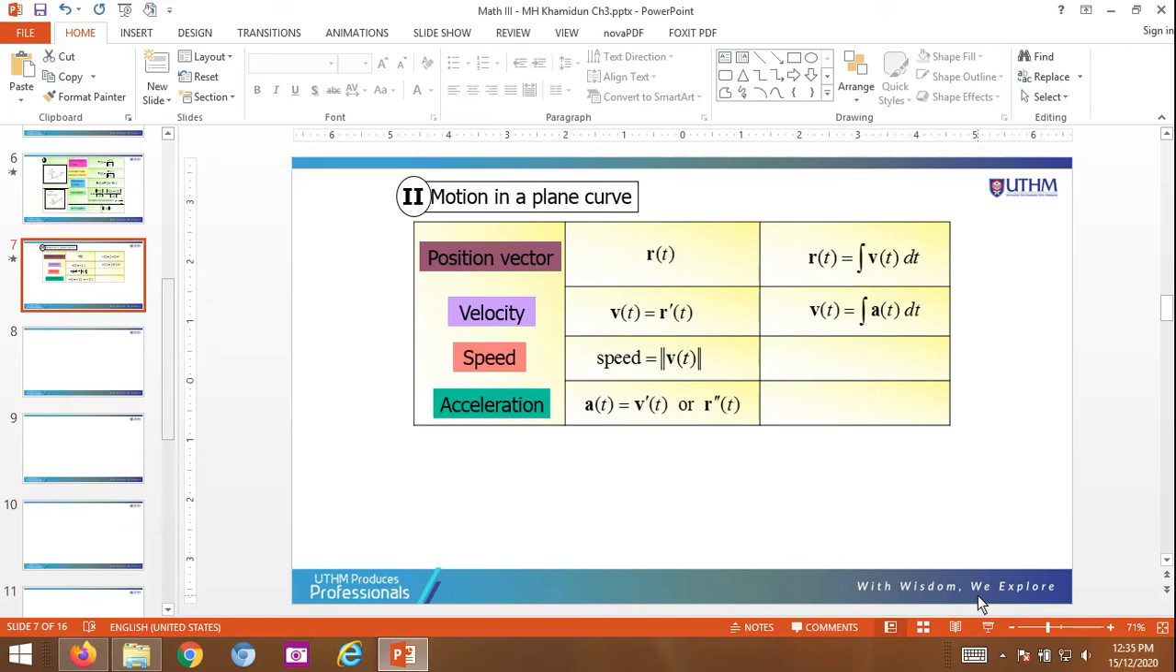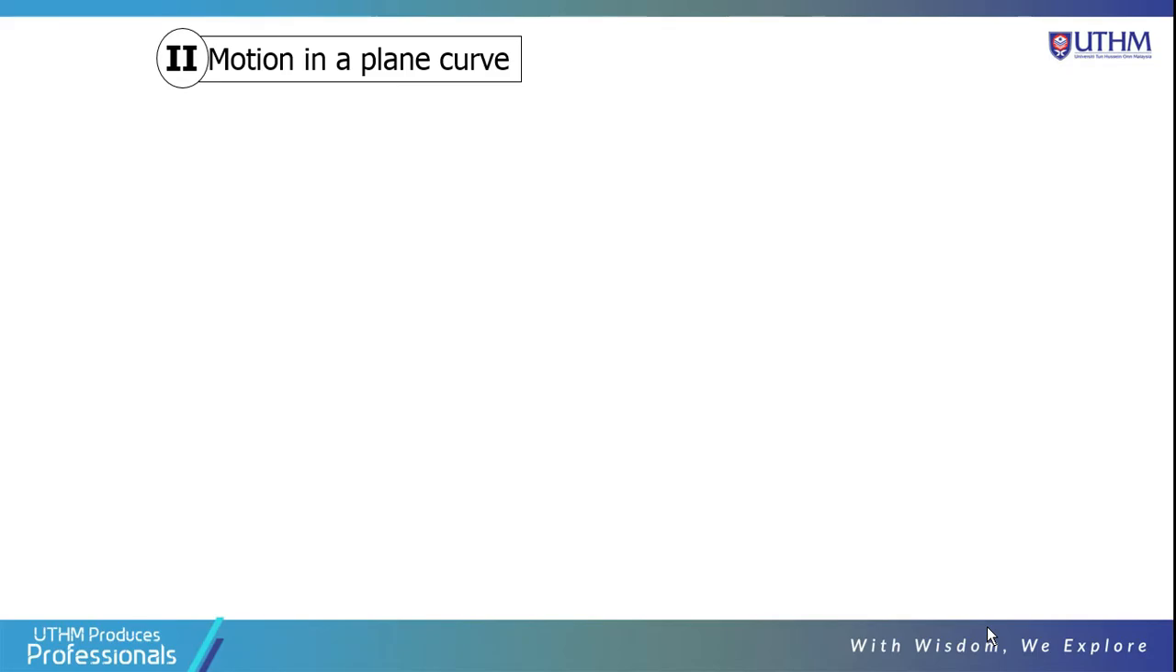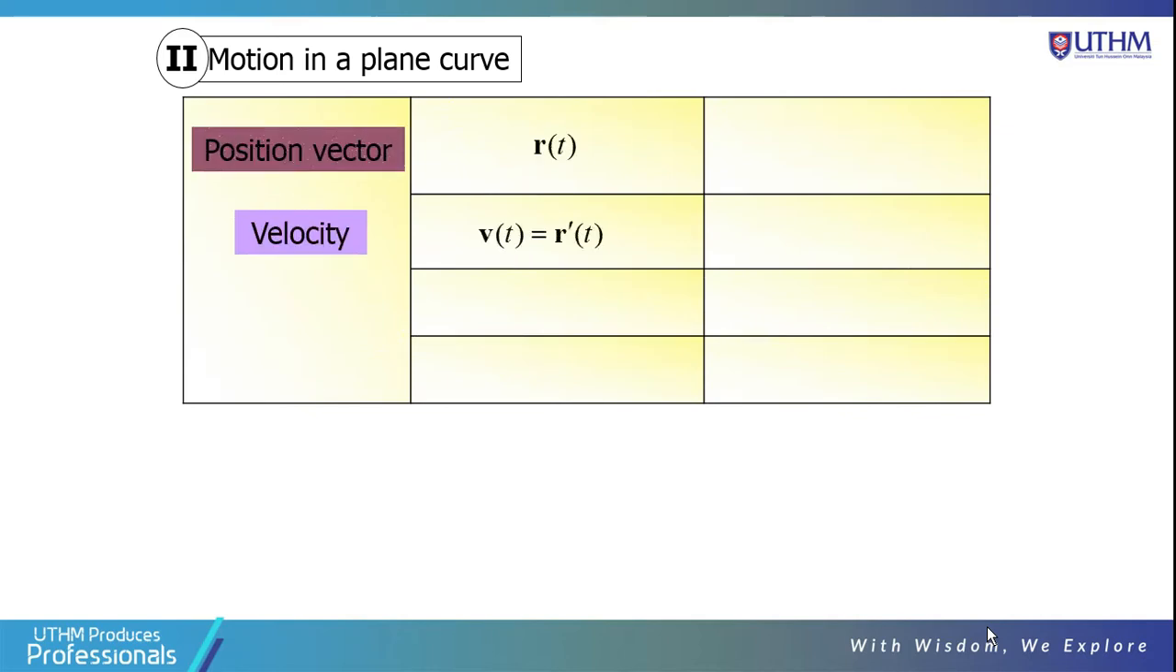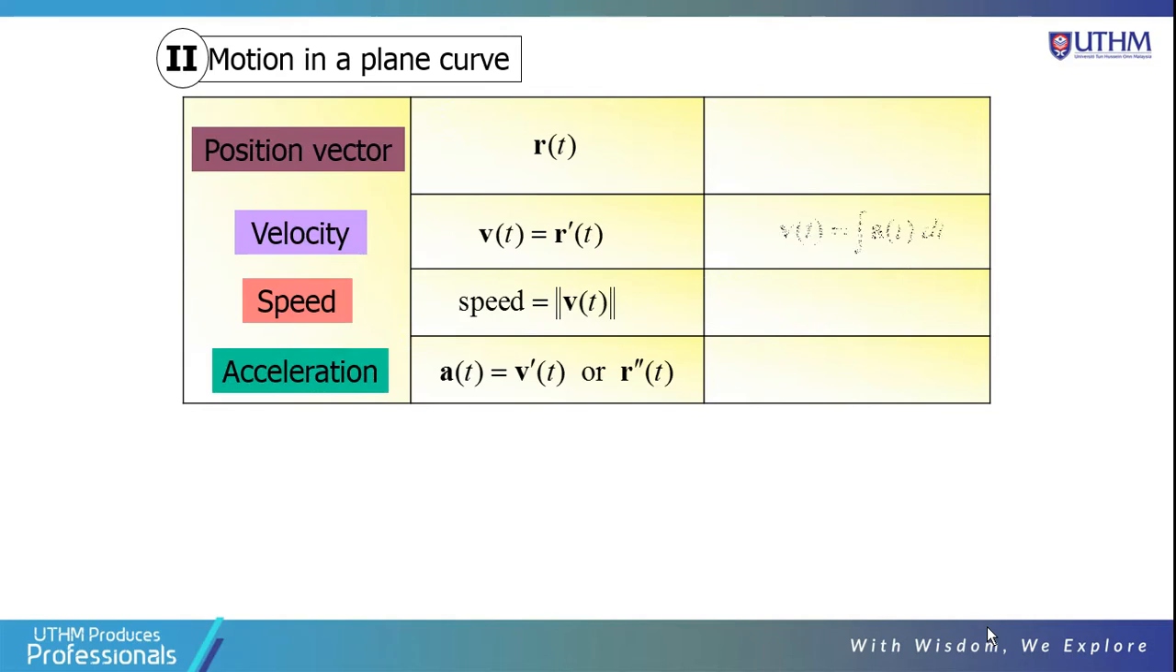So we proceed to the next subtopic, the applications of the vector-valued function. The second application is motion in the plane curve. In this topic we will learn how we can determine the position vector, velocity, speed, and acceleration of the vector function.